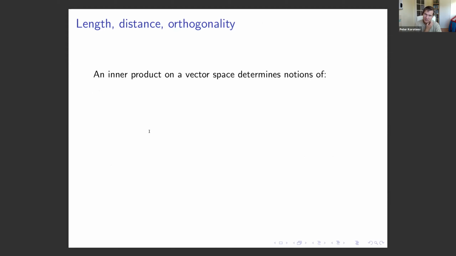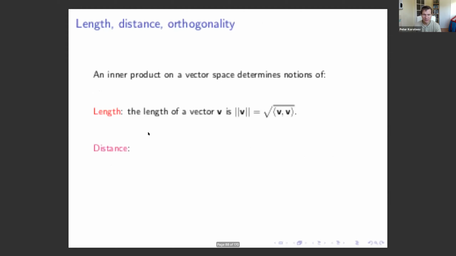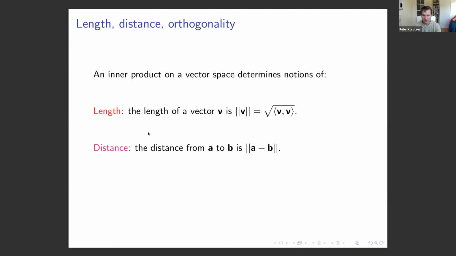Let's talk about length, distance, and orthogonality in a more abstract sense. An inner product on a vector space determines the notion of length. We can take a vector, take an inner product with itself, and then take the square root. That's the norm, or the length. A vector is in one-to-one correspondence with a point in some n-dimensional space. Therefore, the distance from A to B is the norm of the difference of these vectors. And orthogonality: vectors are orthogonal if the inner product between them is equal to 0.